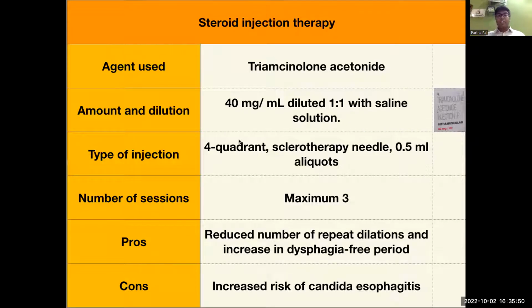Then this is the agent that is used, triamcinolone acetonide, and this is very much available, and 40 mg is available per ml, and it should be diluted with 1:1 saline. The reconstituted solution is 2 ml, and 0.5 ml of each solution should be injected among the four quadrants, and maximum you can use 3 sessions. The advantages of this is reduced number of repeat dilatation and increase in the dysphagia-free period as shown in the randomized control trial. And the disadvantage is the increased risk of candida esophagitis. But it is very easy to use, and there is no learning curve for this.